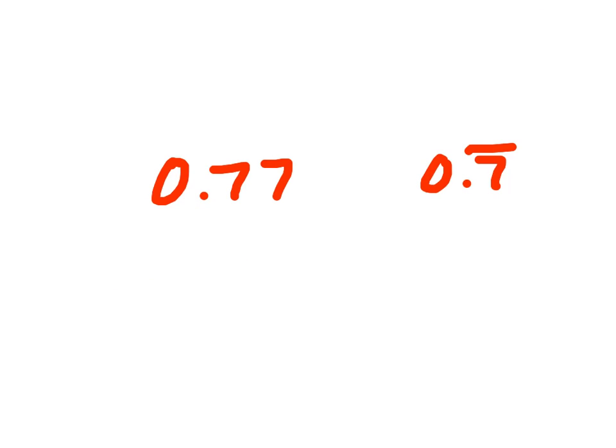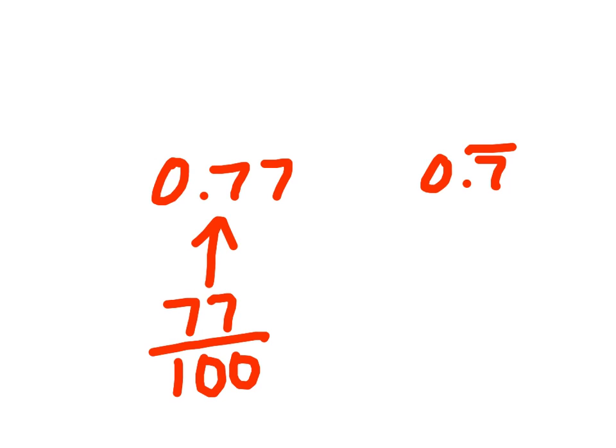For a problem like this one, if you're not careful, you may think that these two decimals are equal, when in fact they're not. This one is a terminating decimal. I can put this over 100. This one over here is a repeating decimal, and that's going to be over 9.